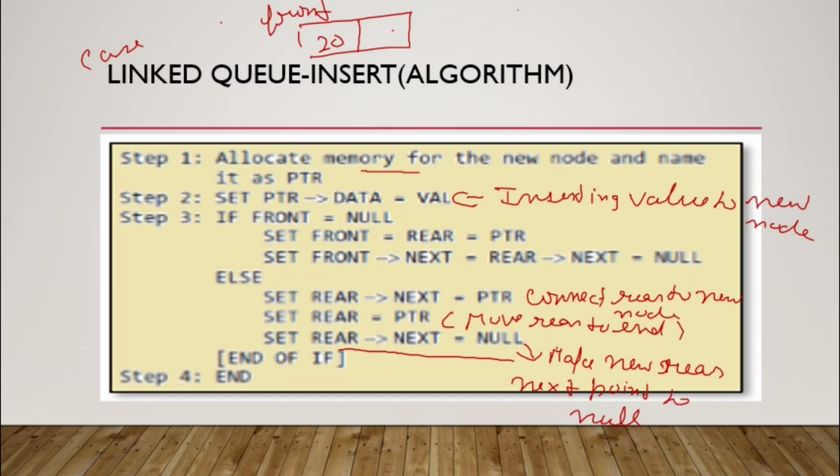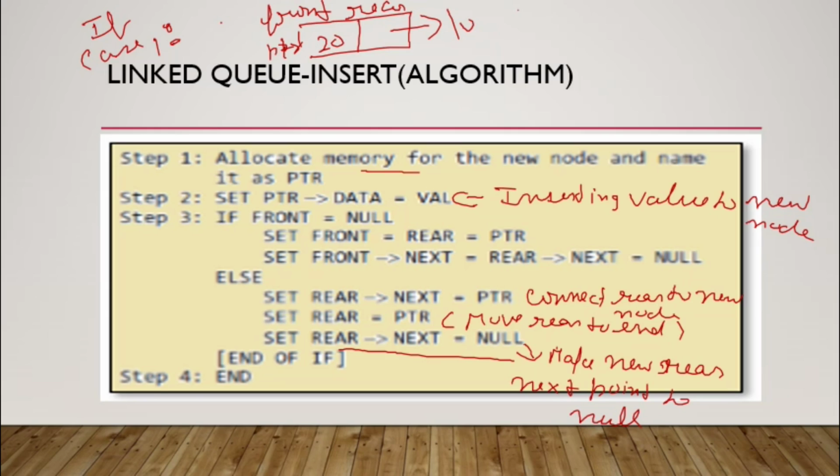Now let us speak about this. This is case one, that is the if case. Okay, so front of next is equal to null. So we know that it is null. So how to do? Front is equal to null means what? Set front is equal to rear is equal to pointer. So both everything will be same now. Front, rear, pointer, all same. Remember, PTR. Then you do front of next is equal to rear of next is equal to null.